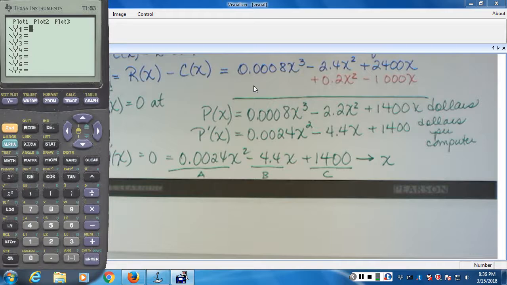So our profit function is 0.0008x raised to the third power, subtract 2.2x squared, plus 1,400x, and then our derivative of that function is 0.0024x squared minus 4.4x plus 1,400.